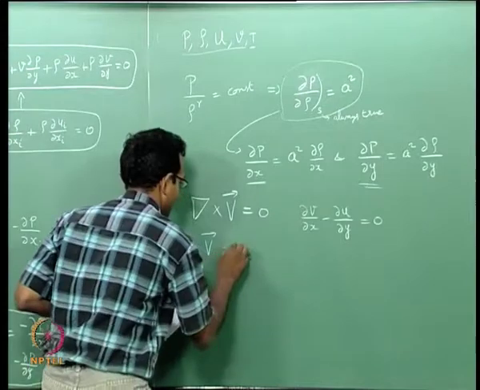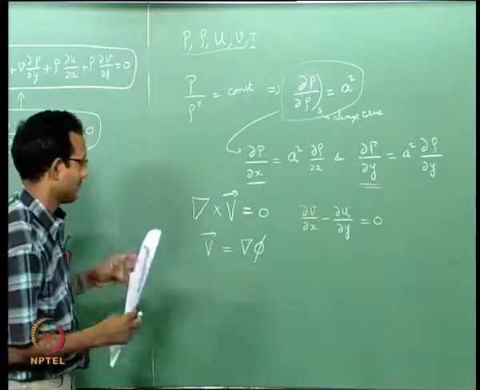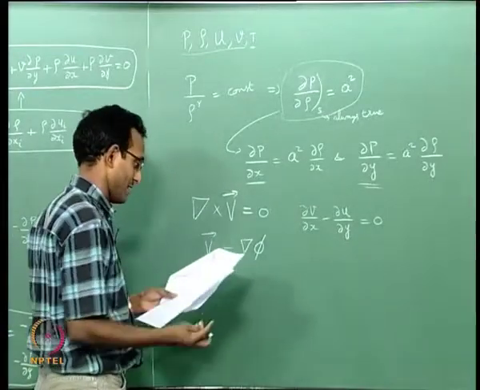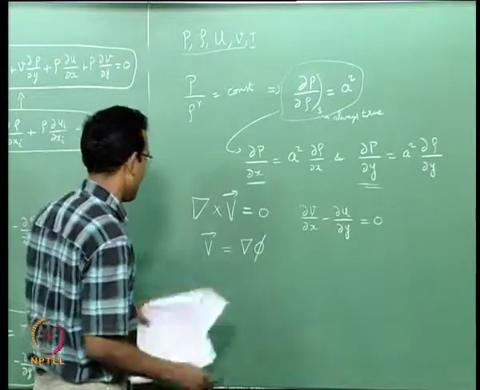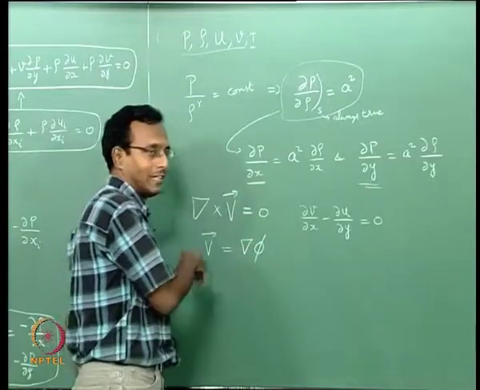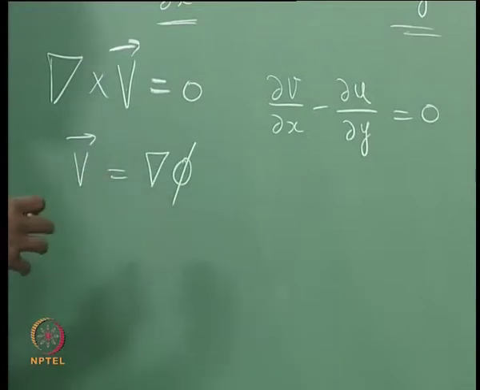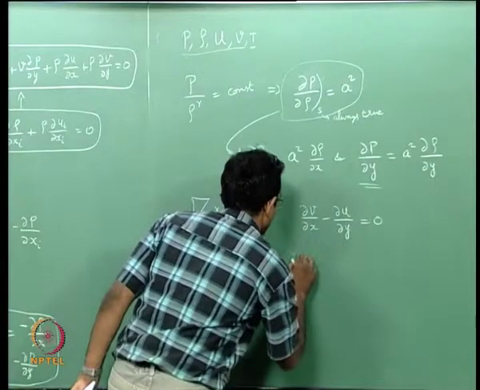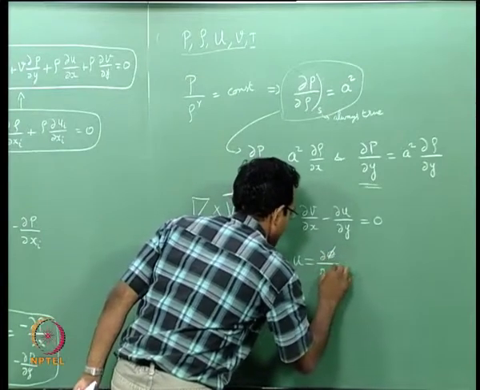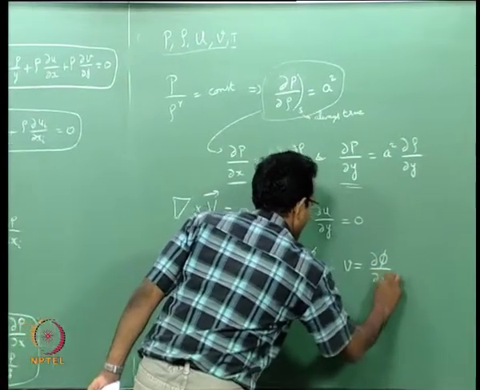V can be expressed as the gradient of some scalar field phi. Phi does not have a direction, it is just a distribution like pressure. Pressure is a scalar field, and like that, phi is some other scalar field. If I know the phi value everywhere in my flow field, that is all the x, y locations, then I can get the velocity by just doing the gradient operation on phi. So my u velocity will become dou phi by dou x and v will become dou phi by dou y.